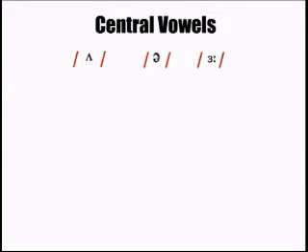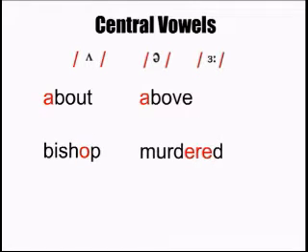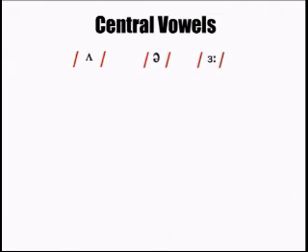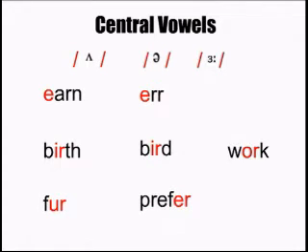Schwa is the commonest English vowel. It occurs initially as in about, above, medially as in bishop, murdered, and finally as in teacher, dancer, answer. Er occurs initially as in earn, medially as in birth, bird, work, and finally as in fur, prefer.